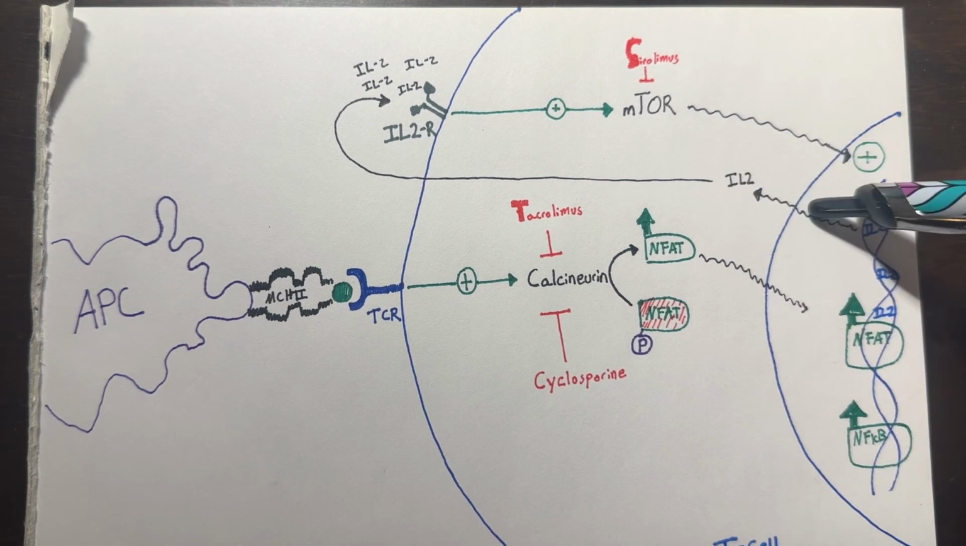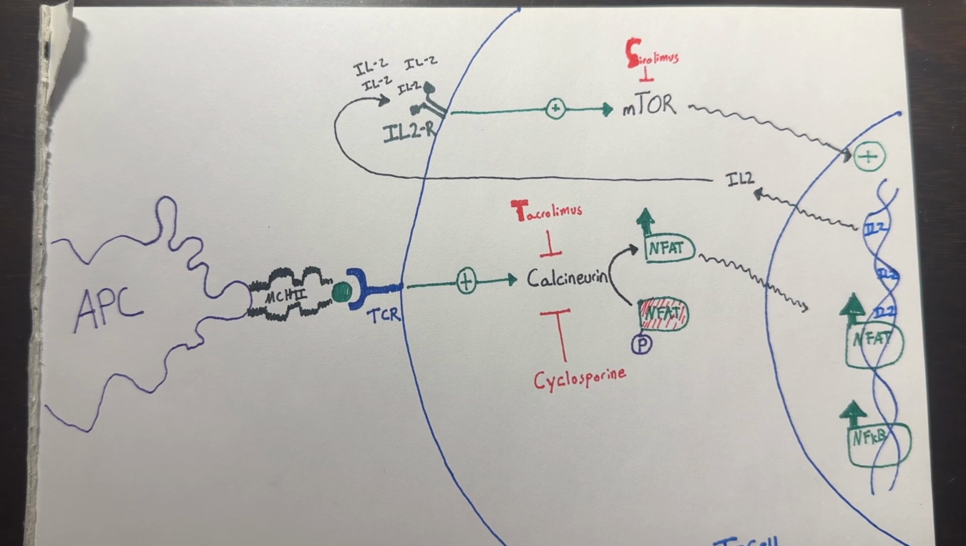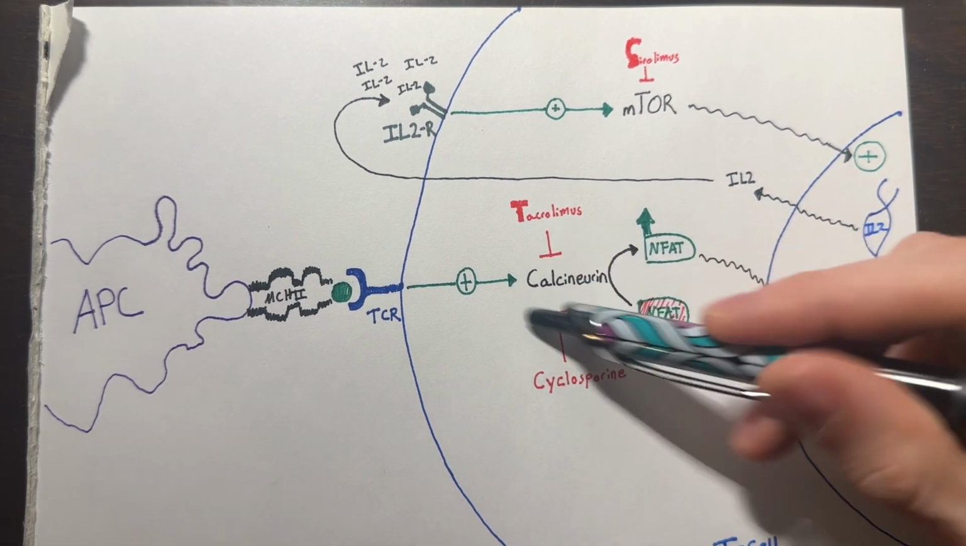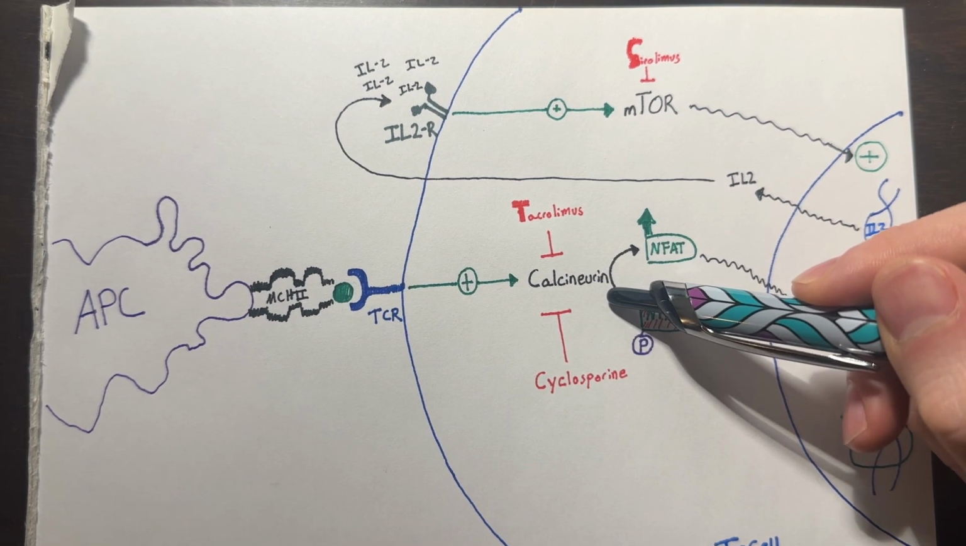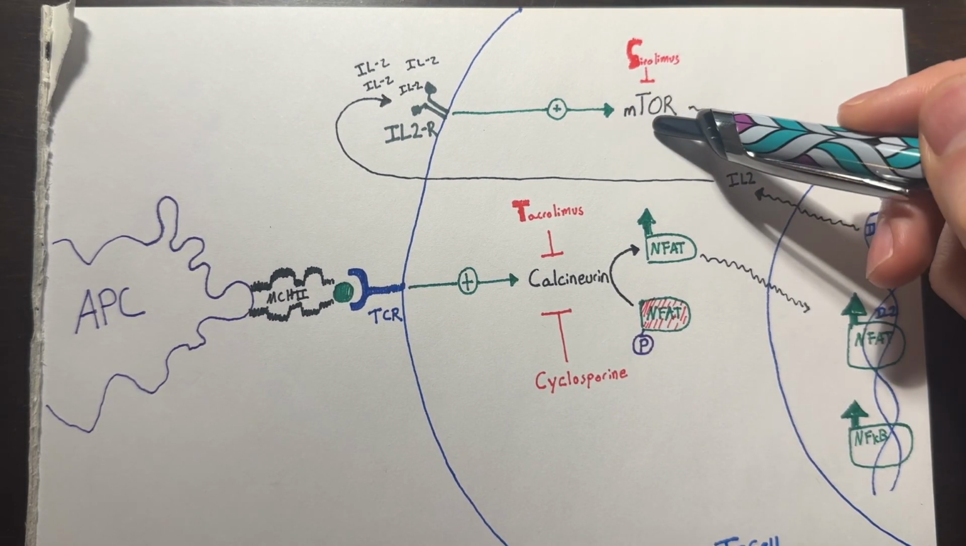And just to review, mTOR is a general proliferation factor, a growth factor, that increases the transcription of many different genes within the T cell, so this is why it's denoted as just a green plus within the nucleus. So just to recap, we have tacrolimus and cyclosporin. Both of these drugs inhibit calcineurin, and we have sirolimus, which inhibits mTOR activation.